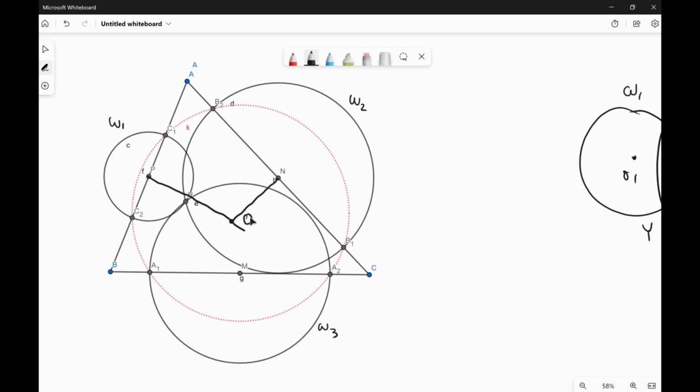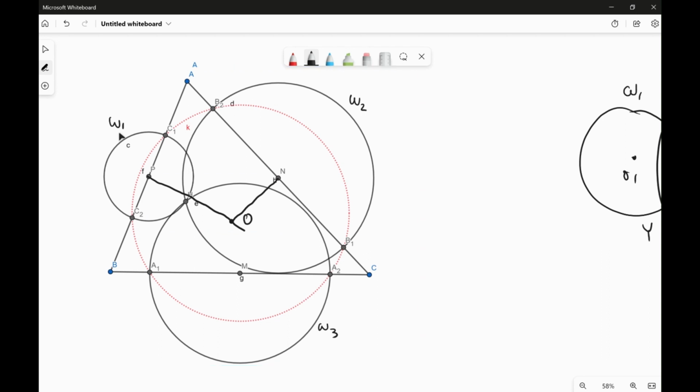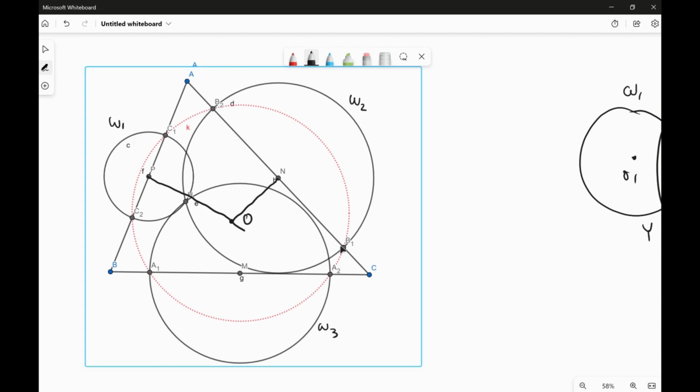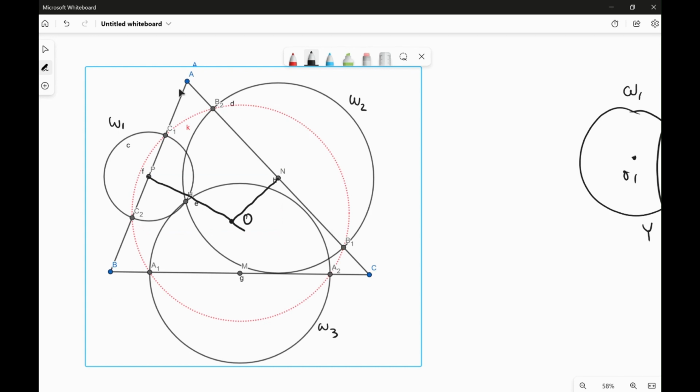However, this means that O here is the circumcenter, in other words, the center of the circle circumscribing ABC. So that means that OM must also be perpendicular to BC. However, this means that O is also the center of each of the circles A2, A1, C2, C1, and C2, C1, B2, B1. It's the center of all of these red circles. Therefore, since we have concyclic points that share the same center, we must have that all 6 of these points are concyclic, as we need.